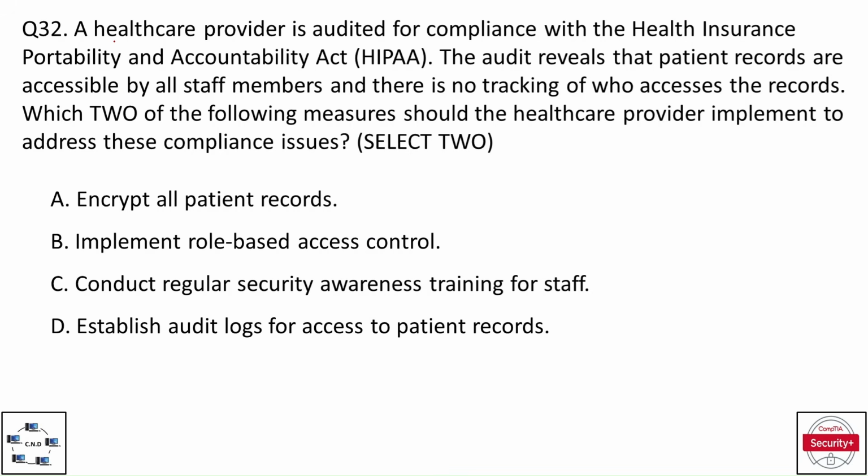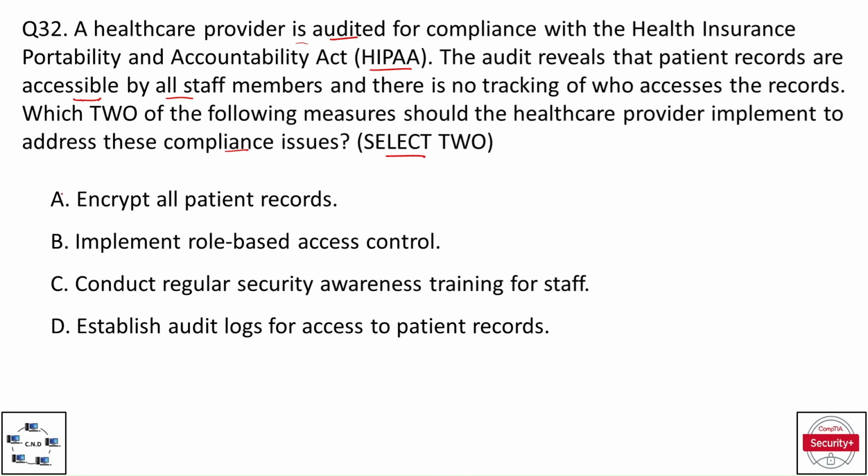Question 32. A healthcare provider is audited for compliance with the Health Insurance Portability and Accountability Act, that is HIPAA. The audit reveals that patient records are accessible by all staff members and there is no tracking of who accesses the records. Which two of the following measures would the healthcare provider implement to address these compliance issues?